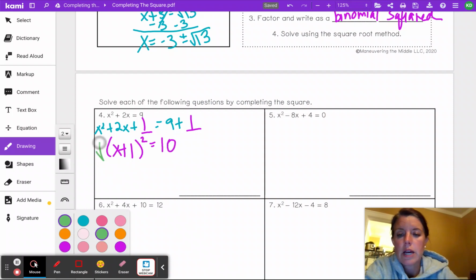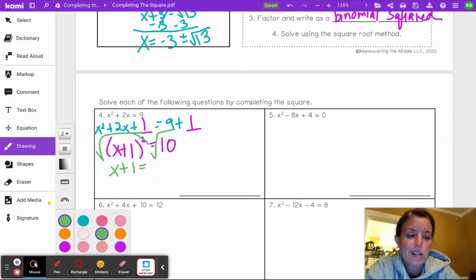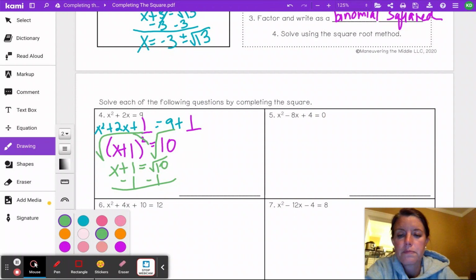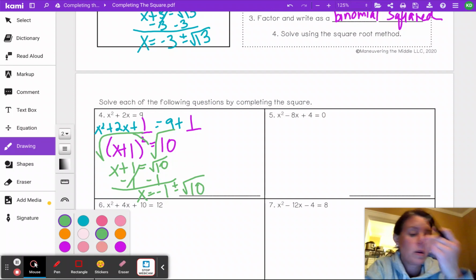So we're going to now do the square root method because we're following those steps. So we have x plus 1 equals, let me think about 10. Can I simplify that down? Factors are just 10 and 1 and 5 and 2, and none of those are perfect squares. So it's just going to be square root of 10, and then subtract 1 on both sides. X equals -1 plus or minus square root of 10.